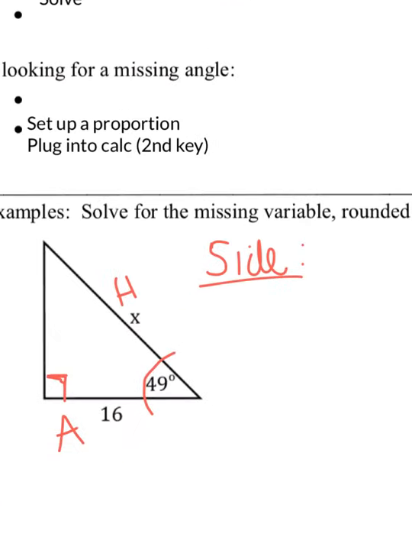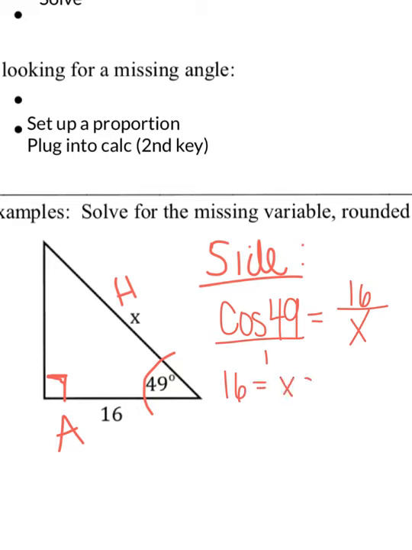So this is your proportion. The cosine of 49 degrees is equal to A divided by H. That's your proportion. And then from here, I put this over 1 and I cross multiply. I get 16 is equal to x cosine 49. And then you divide by the cosine of 49. This will cancel over here. Over here, you divide by the cosine of 49.